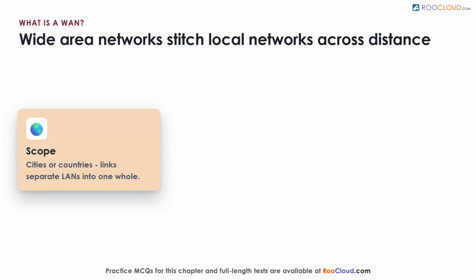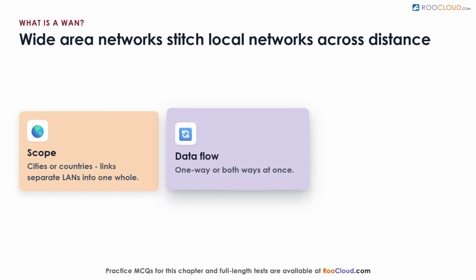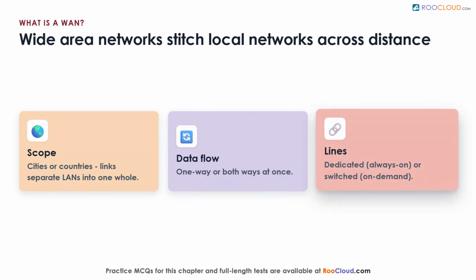So what about a wide area network? It carries data across far-flung locations. Think across cities or even countries. It links separate local networks into one larger whole. Data can flow one way or both ways at once, and the lines connecting it can be either dedicated or switched.